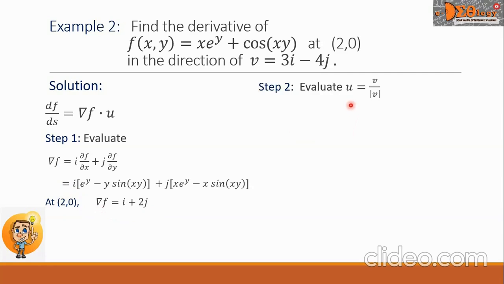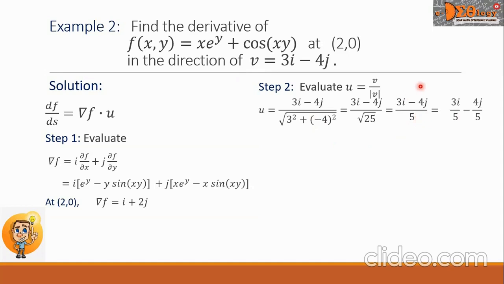Now let us evaluate u equals v over the length of v. That is for step 2. So we have u equals, we copy the v, the 3i minus 4j, all over the square root of 3 squared plus the square of negative 4. The denominator is simplified into square root of 25, and that is equal to 5. Now let us distribute the denominator 5 to each of the terms of the numerator. So we have 3i over 5 minus 4j over 5.